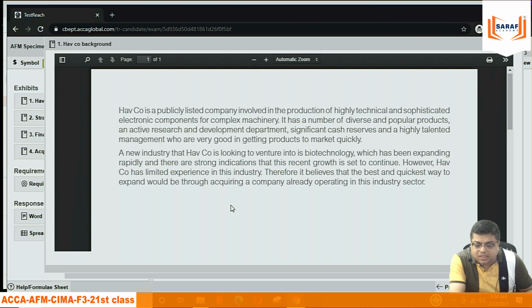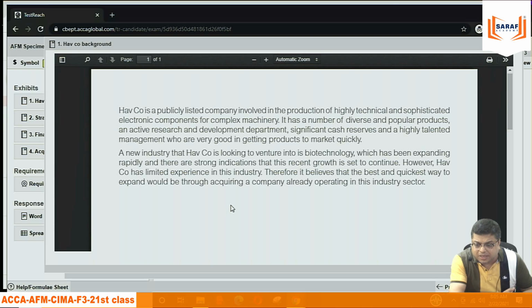A new industry that H company is looking to venture into is biotechnology, which has been expanding rapidly, and there are strong indications that this recent growth is set to continue. So they are interested in going into biotechnology. But presently they are not in biotechnology. Biotechnology is growing very well, and there are strong indications that this recent growth is set to continue.